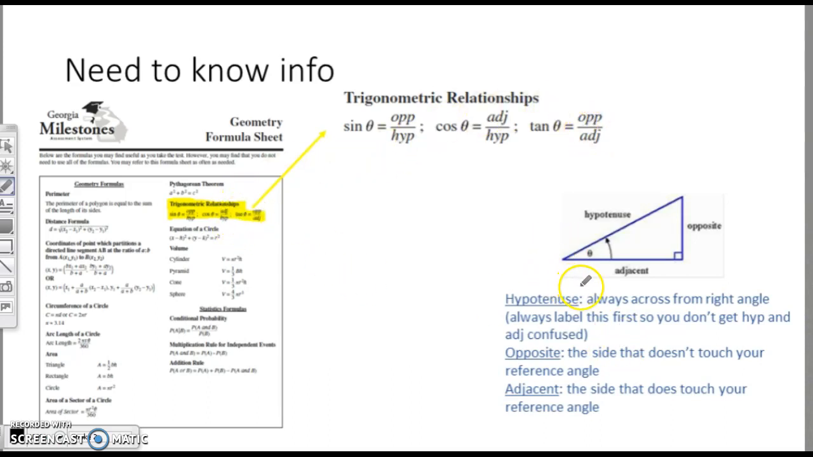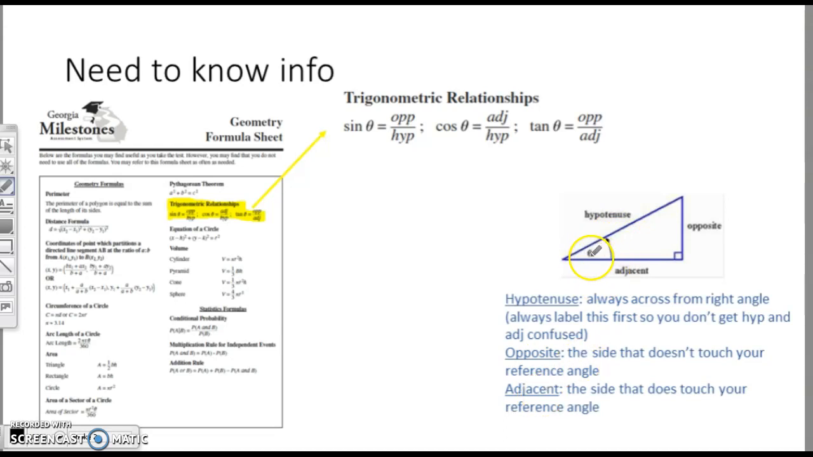One thing that's really important is how you label your triangles. So we're going to talk about that on each quiz question. But your labeling changes based on where your reference angle is. All right, the only thing that doesn't change is the hypotenuse. The hypotenuse is always across from the 90-degree angle, and we always want to label that side first. But the opposite and the adjacent, they change based on your reference angle.